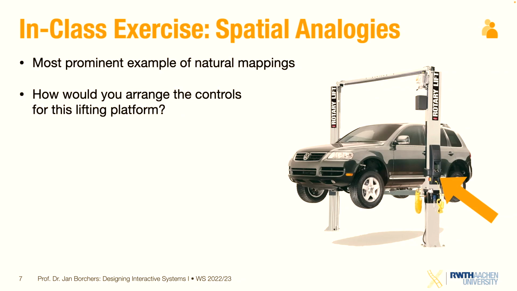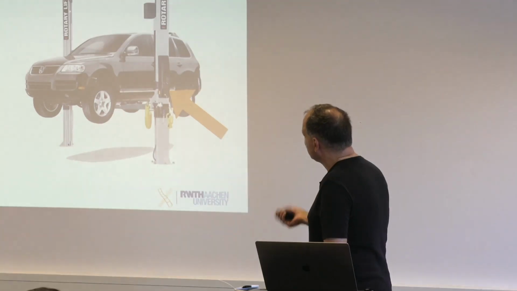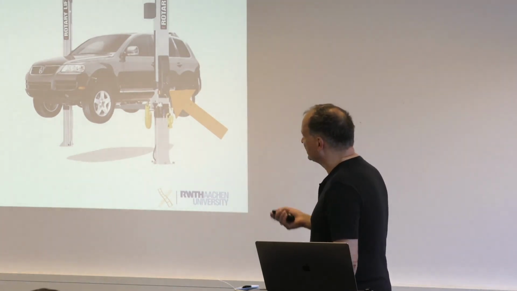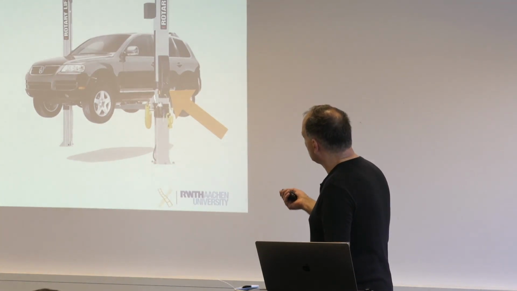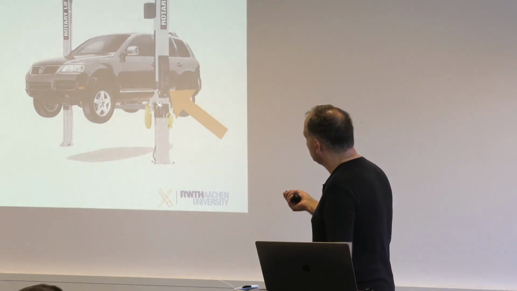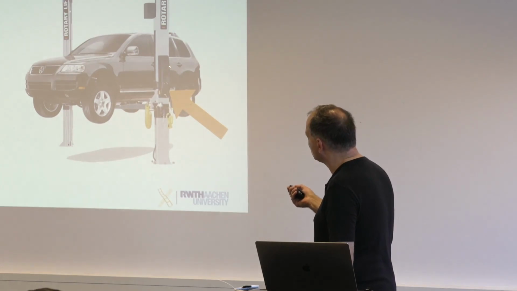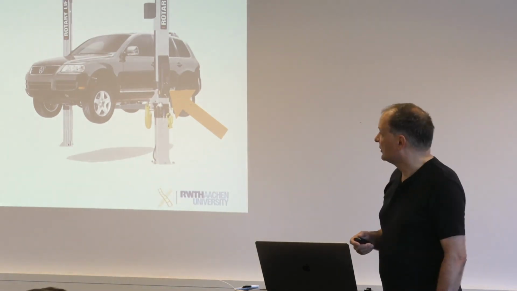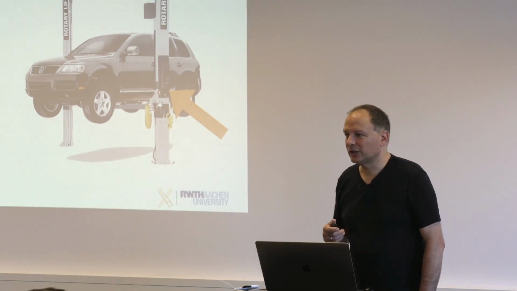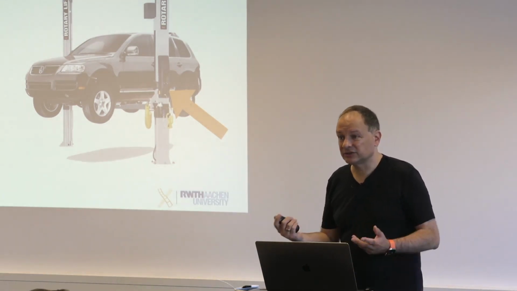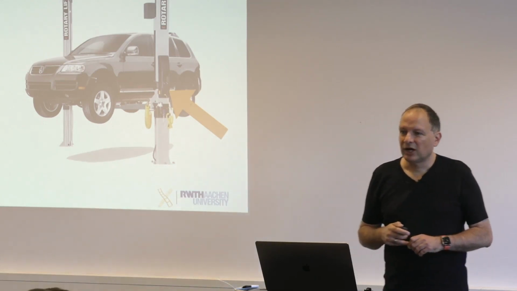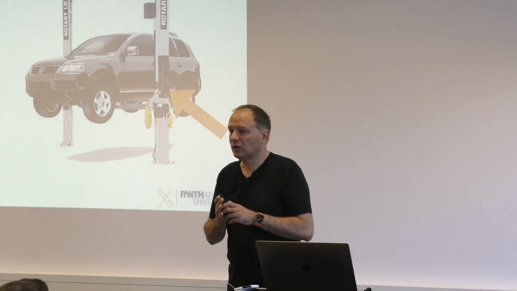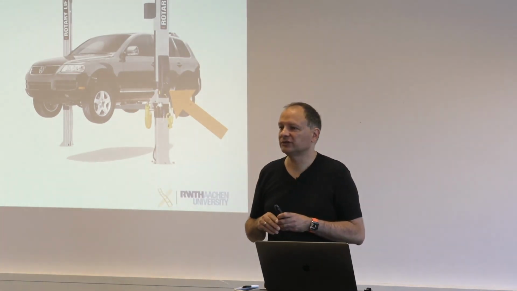And the task I want you to think about here for a sec is, let's say you've got this car lift, and your task is to design the control panel that goes on the side of this car lift that moves the car up and down. It doesn't sound like a terribly difficult task, and it isn't actually. So how would you lay out those buttons, or maybe they are not even buttons? How would you design that user interface?